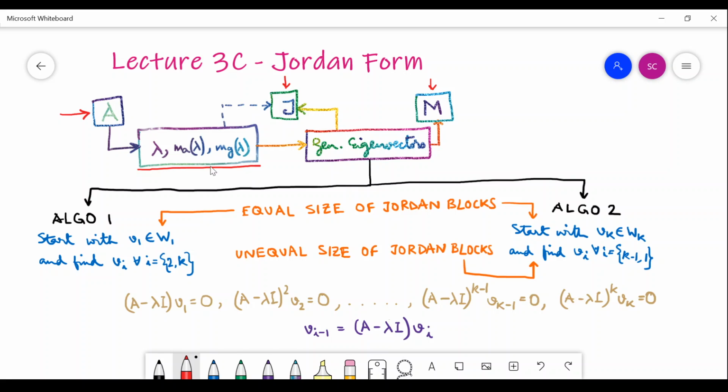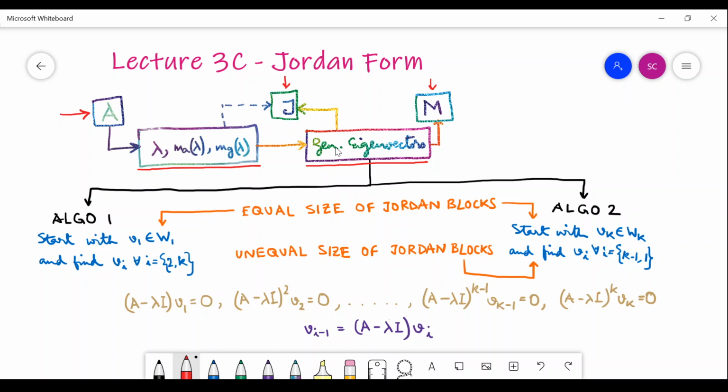With the help of this, in many cases we would be able to figure out J. In many cases, but not all cases. That's why this dotted arrow is there. Not every time will we be able to figure out what J is, but most of the time our problem will be such that we can figure out J with the information of the geometric multiplicity and algebraic multiplicity. But sometimes we will not be able to, and then we have to go in this direction of finding out the generalized eigenvectors. When we find the generalized eigenvectors, we will automatically know what J is and what M is.